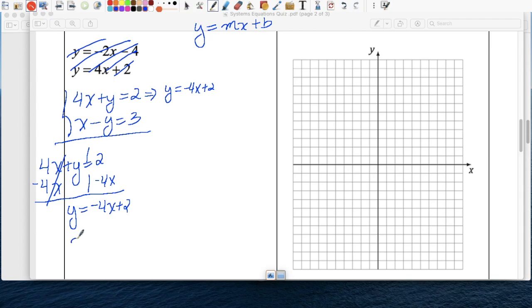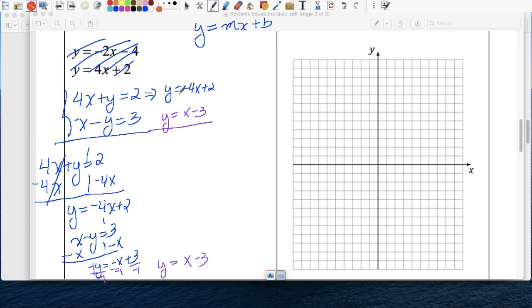Second equation, x minus y equals 3. Again, I'm going to rewrite it. Minus x over here, minus x over here. I get -y equals -x plus 3. Not done yet, because that y is negative, so I'm going to divide everybody by -1, because there's a 1 here. So that becomes y equals, -1 and -1 go away, and this becomes positive x, and then minus 3. So the second equation becomes y equals x minus 3. And those are the two we're going to graph.